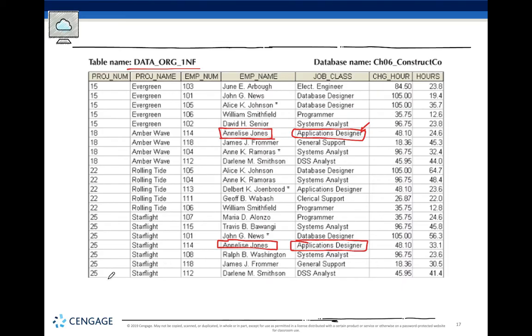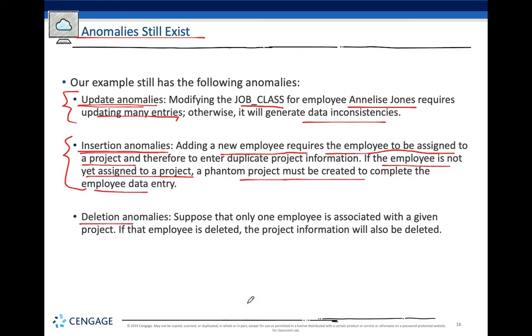we cannot do that properly, because what if we have employees that do not have a project yet? Keep in mind, project number and employee number are the primary key for this data in the first normal form. We cannot leave project number blank because it's the primary key. So if we want to add a new employee, we have to create some sort of a dummy project so that we can store data on that employee. That's an insertion anomaly. It's an example of an insertion anomaly.